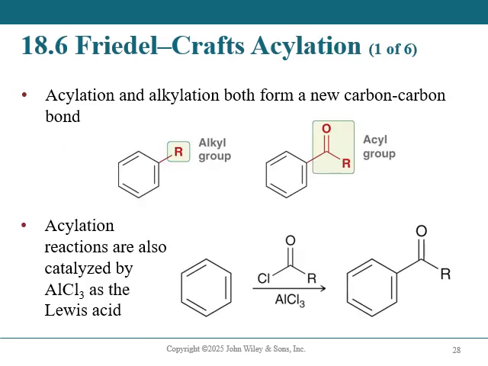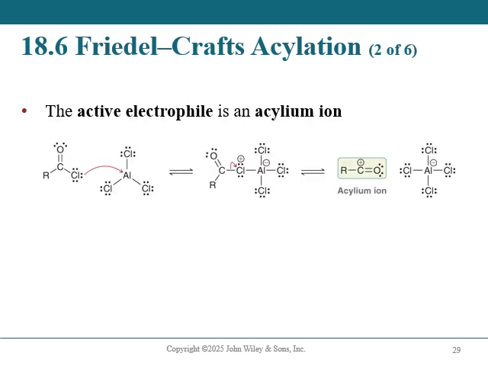Now, let's talk a little bit about Friedel-Crafts acylation. In acylation, you're adding an acyl group instead of an alkyl group. You can see the difference right here. That would be the carbonyl. So they both form new carbon-carbon bonds. The main difference being that carbonyl right there. That's pretty much it. Acylation reactions are also catalyzed by aluminum chloride as the Lewis acid.